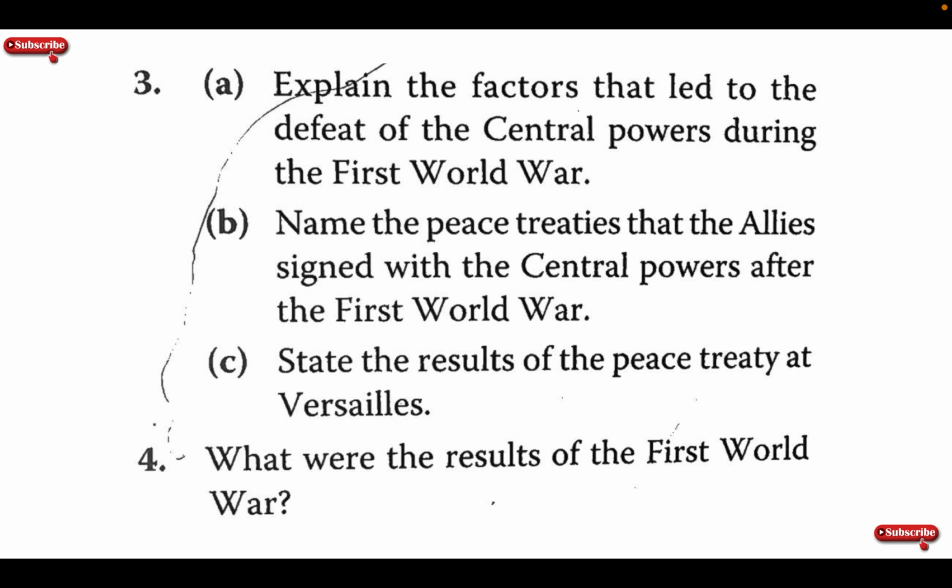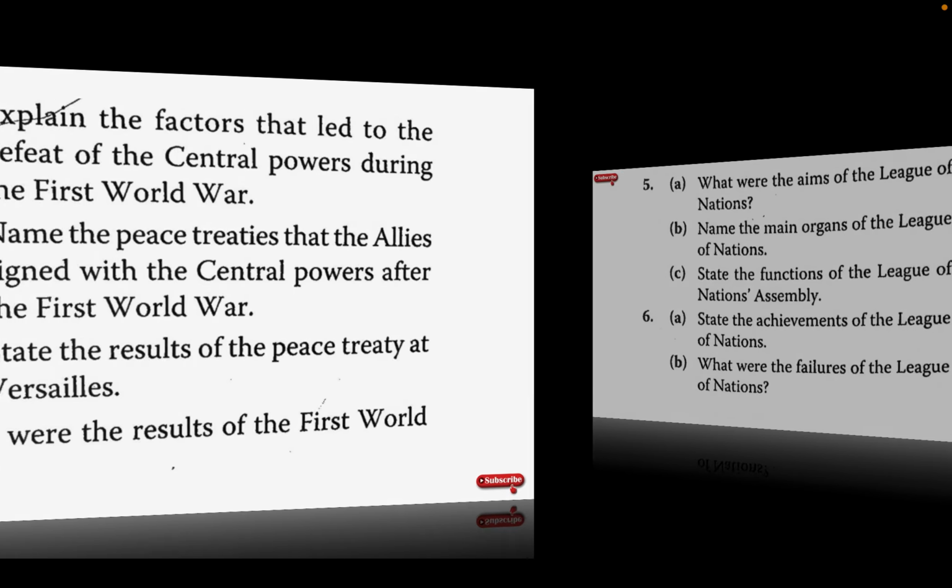Question 3A. Explain the factors that led to the defeat of the Central Powers during the First World War. B. Name the peace treaties that the Allies signed with the Central Powers after the First World War. C. State the results of the peace treaty at Versailles. Question 4. What were the results of the First World War?